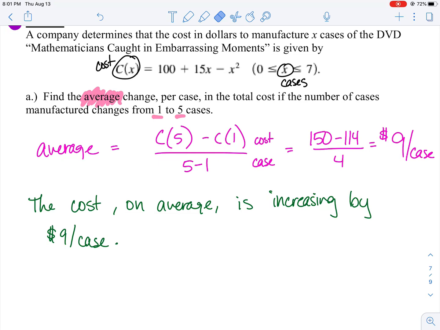It doesn't cost me $9 per case. It costs me $9 more per case than it did before. Okay, so be careful with that. It's a rate of change. It's not an actual amount. So it's costing me $9 per case more than before. All right, that was average though.